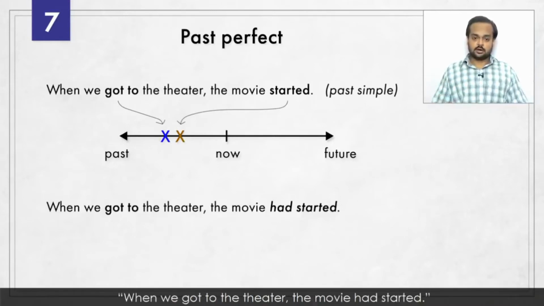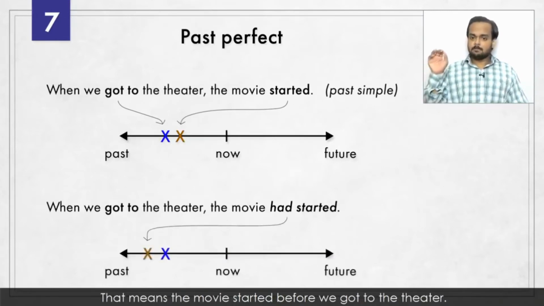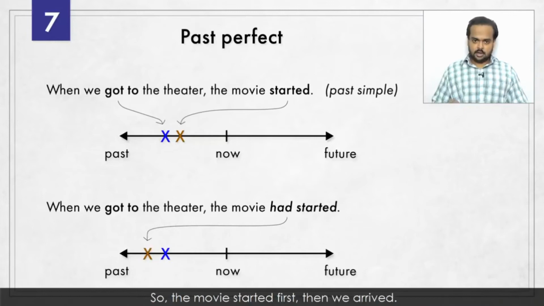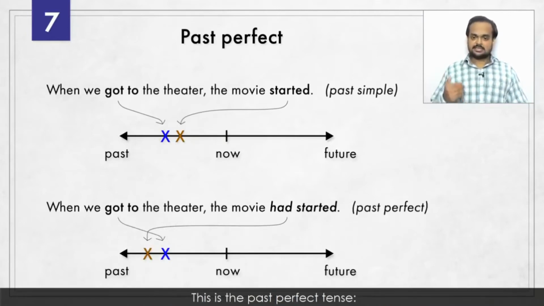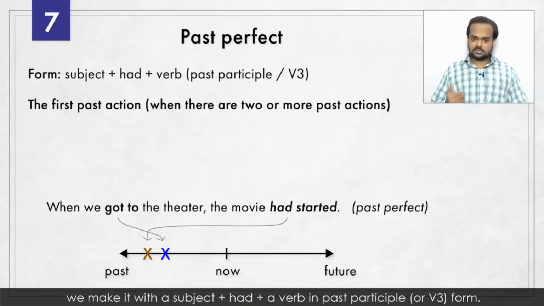But what about this sentence? When we got to the theater, the movie had started. That means the movie started before we got to the theater. So the movie started first, then we arrived. This is the past perfect tense. We make it with a subject plus had plus a verb in past participle or V3 form.